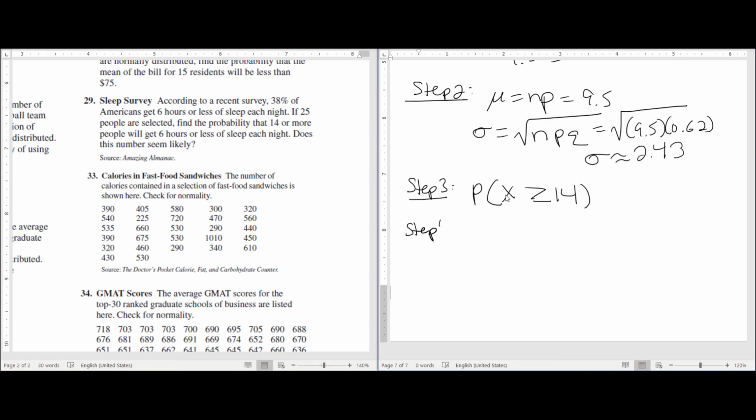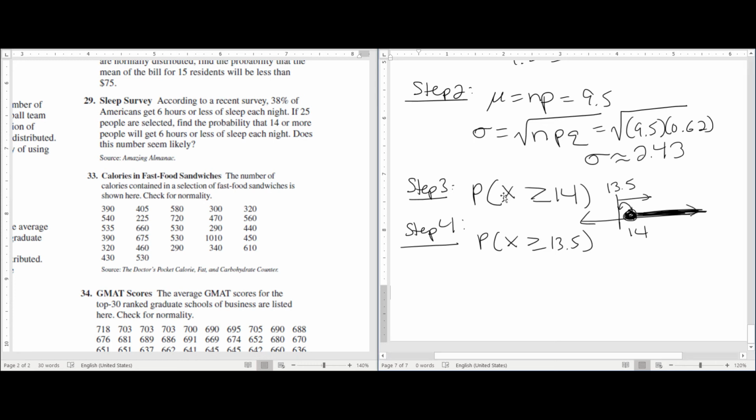Now for step 4, you need to do the correction factor. You can use a table or do some logic with the table. We want to include 14, right? 14 or more. And they want or more, so that's greater than, so we want the right side. To ensure that we include 14, we go a little bit backwards and then do the greater than. That'll ensure that we include 14 in our results. So that means we need to go 13.5. That's our correction factor. So x greater than or equal to 13.5 will ensure that we include 14.